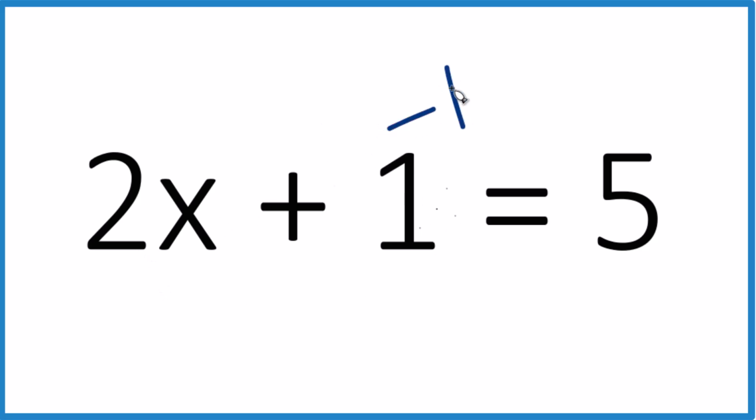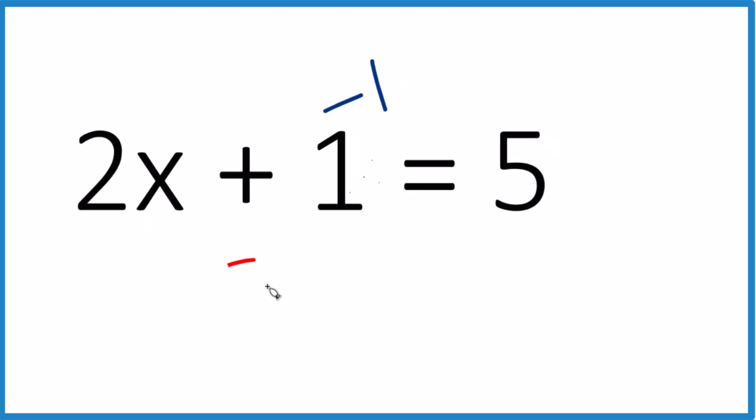Because 1 minus 1 is 0. So we'd have 2x plus 0. We could just call that 2x. But this is algebra. Whatever we do to this side, we need to do to this side. 5 minus 1, that equals 4.